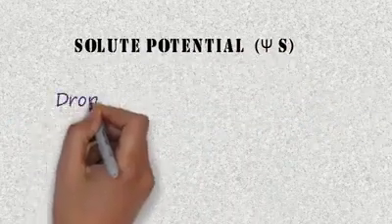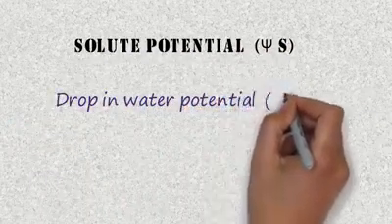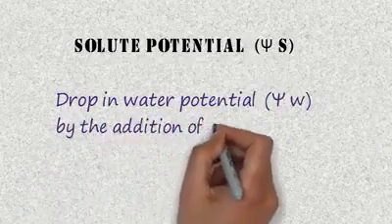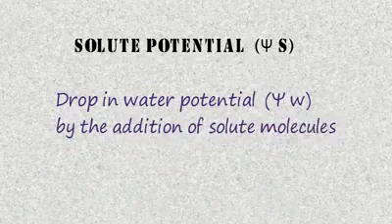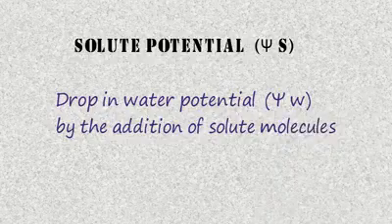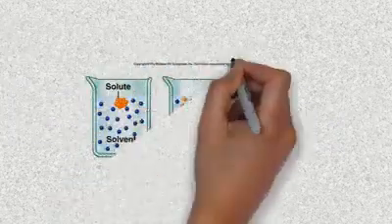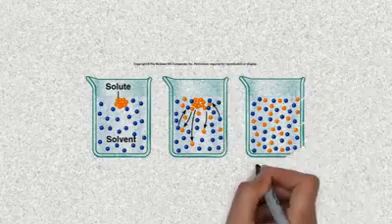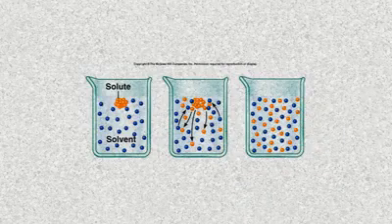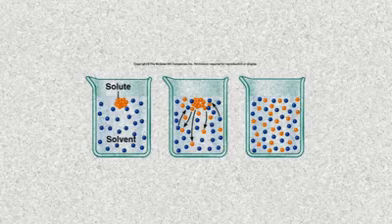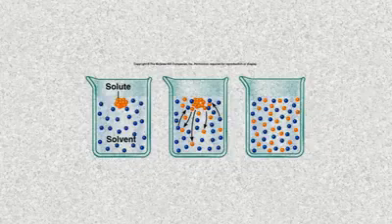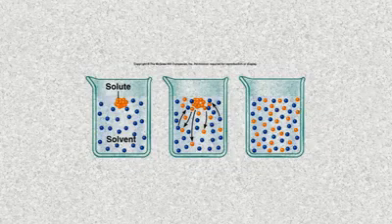Solute potential by definition is the drop in the water potential by the addition of solute molecules in water. Let's talk about this in physical terms. Let's say we are adding some solute in the water, and that solute is going to have forces of attraction with the water molecules, and because of those forces, now the random motion of water molecules is going to drop. The water molecules will now not be that free like how they were before.